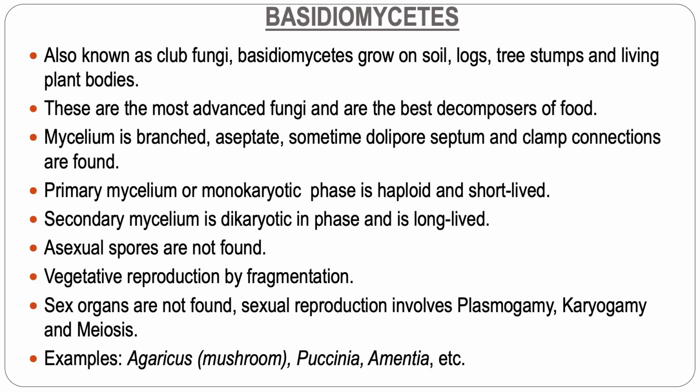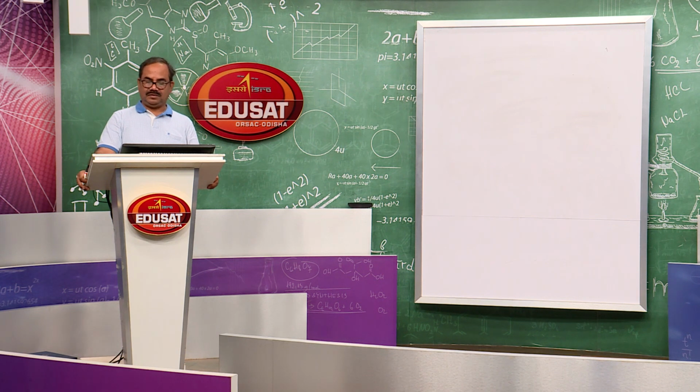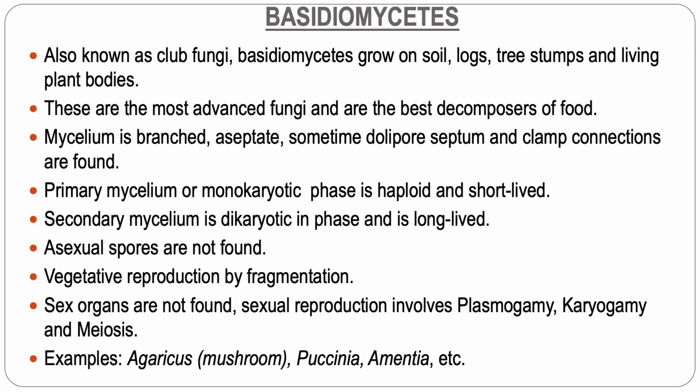The secondary mycelium is dikaryotic, where we shall find two different types of nuclei. In this phase the two nuclei are genetically different strains, and these are very long lived. So, the one which germinates actually is the dikaryotic phase. Asexual spores are not found. There is vegetative reproduction by fragmentation. Sex organs are not found. Sexual reproduction involves plasmogamy, karyogamy and meiosis.